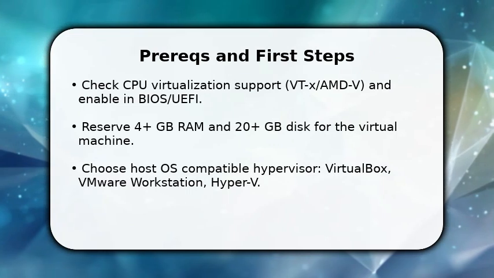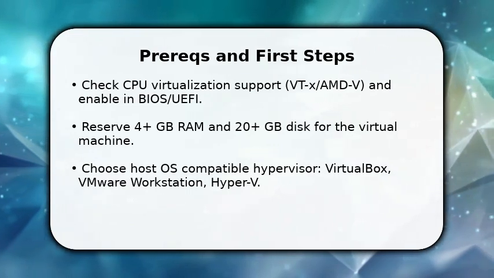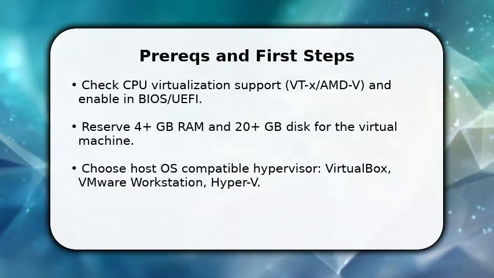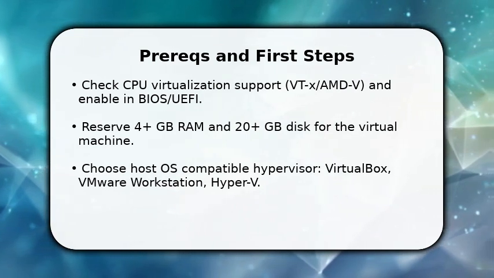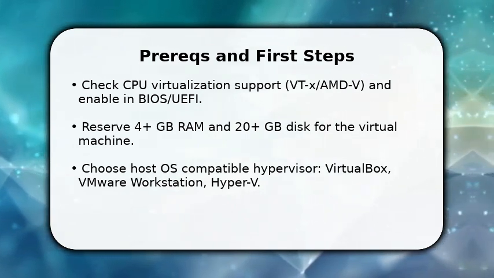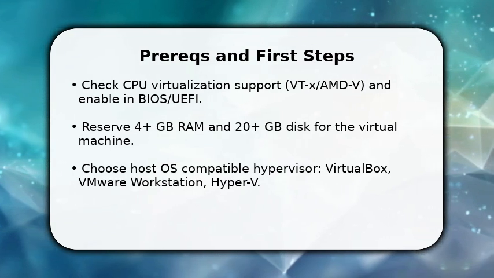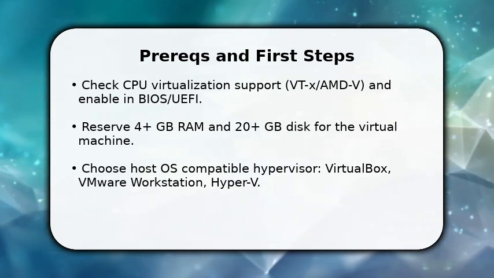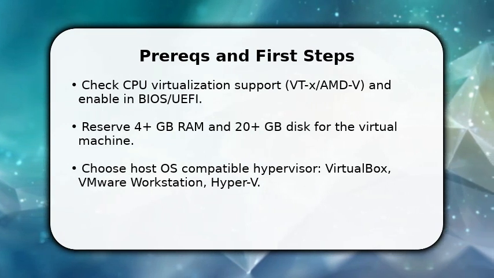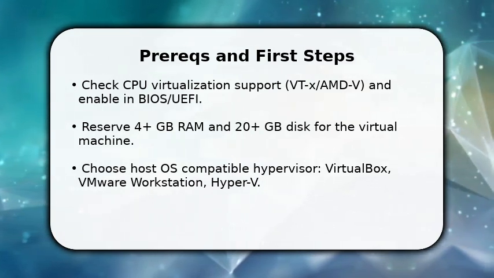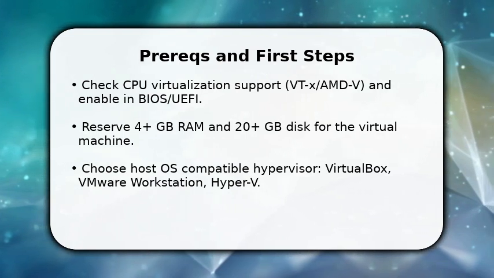You begin by confirming prerequisites: CPU virtualization enabled, sufficient RAM and disk space. Next, pick a hypervisor that fits your host OS and download the installer. Go into BIOS/UEFI and turn on VT-x or AMD-V if it's off. This is why VMs run at near-native speed.